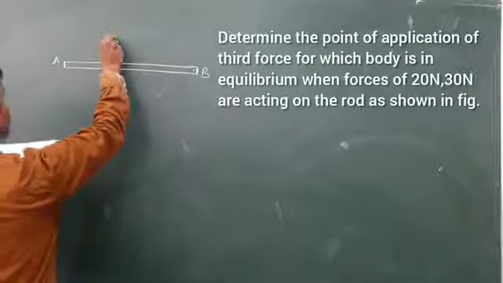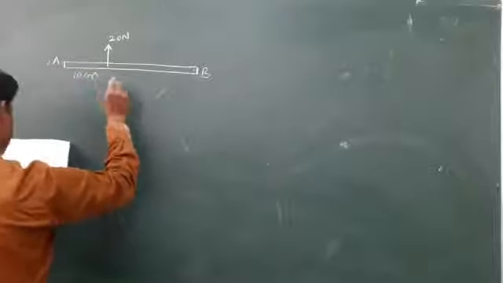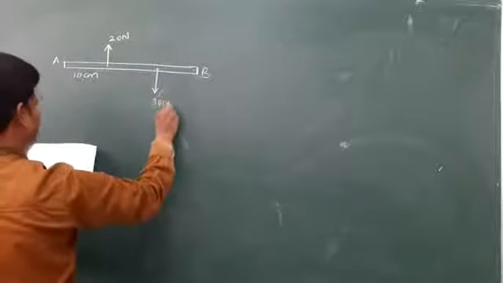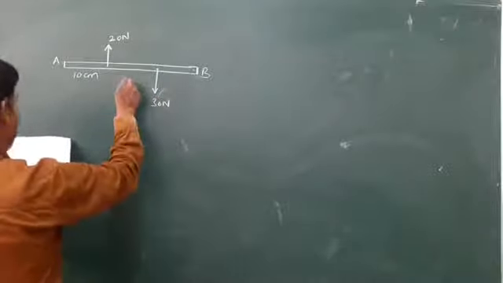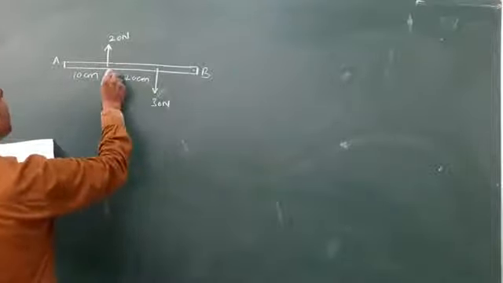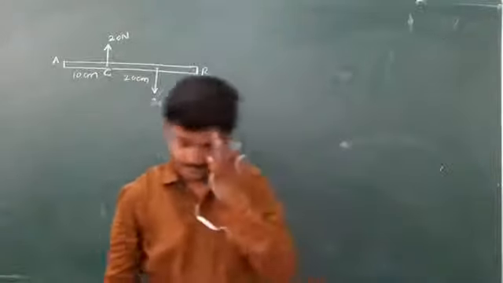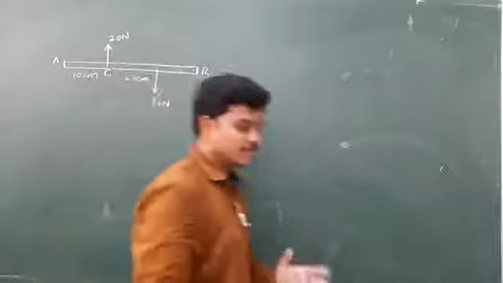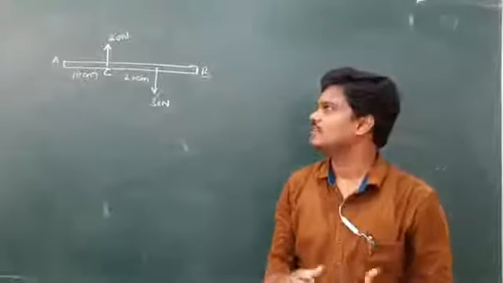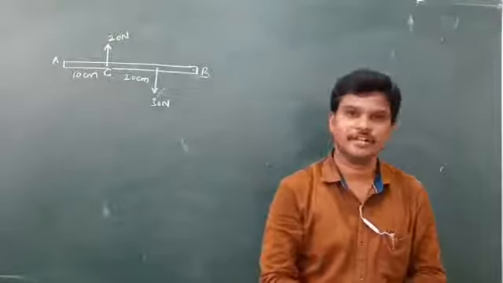This is the 20 Newton, with a 10 centimeter gap, and the 30 Newton from here to here. This is point C, with the given 20 centimeter gap. See, this is the question. What they are asking is to determine the third force, and let us see at what place the third force is applied so that the body is in mechanical equilibrium.